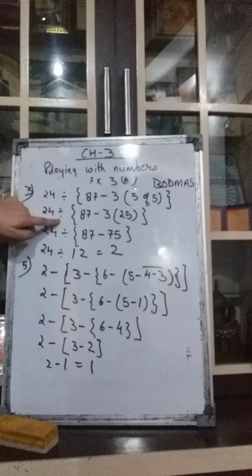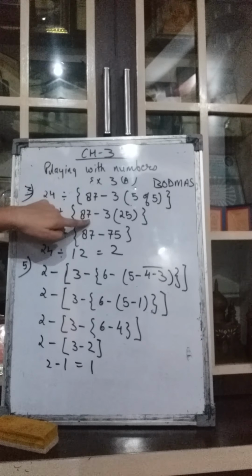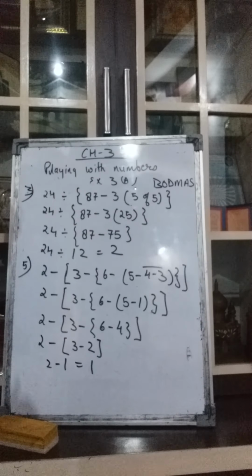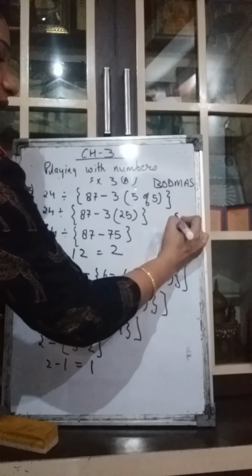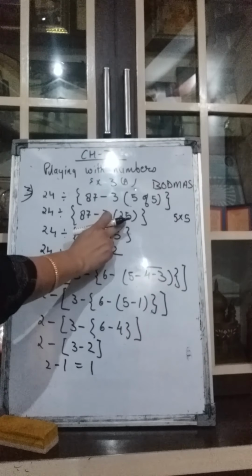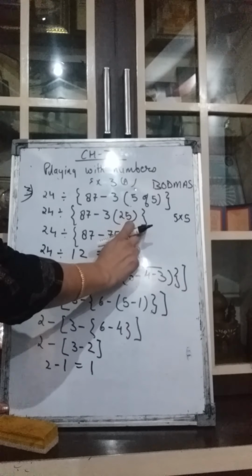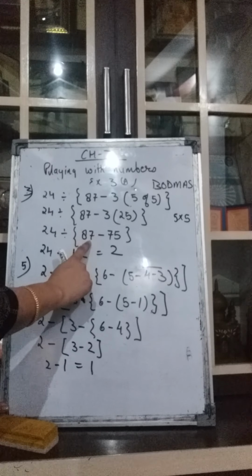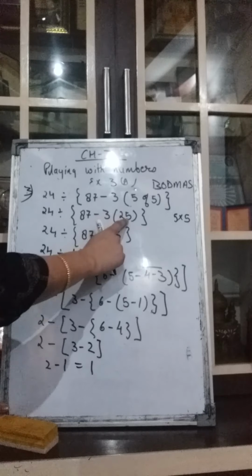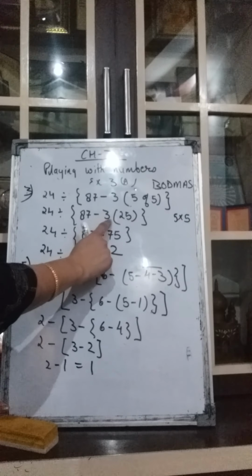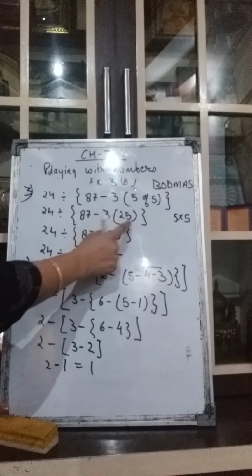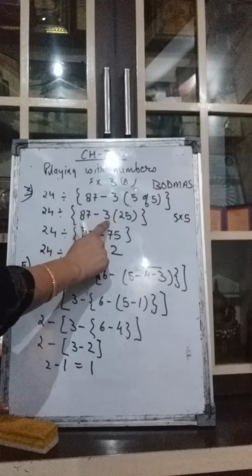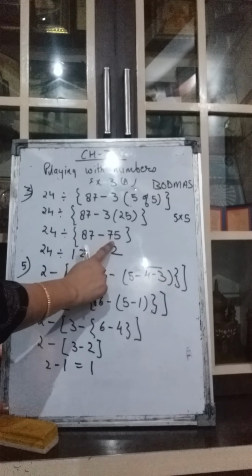It will be 24 divided by 87, you will write as it is, minus 3 and 5 of 5. Of means multiplication. So it will be 5 into 5. That will be 25. Got it? 25 and then the bracket closed. So it will be 24 divided by 87 minus, now we will solve this first. Okay? 3, and when there is no sign between the bracket and the number, it means multiplication again. So 3 multiplied by 25 will give you 75.